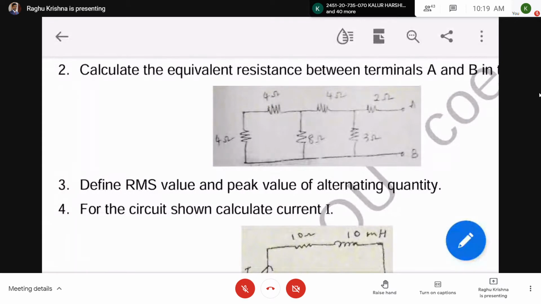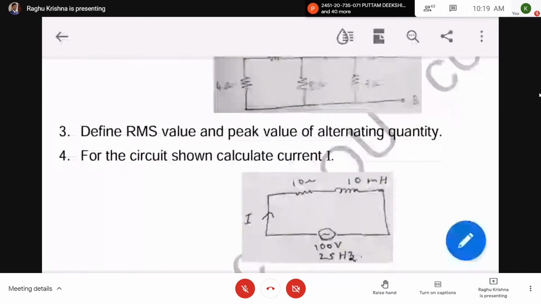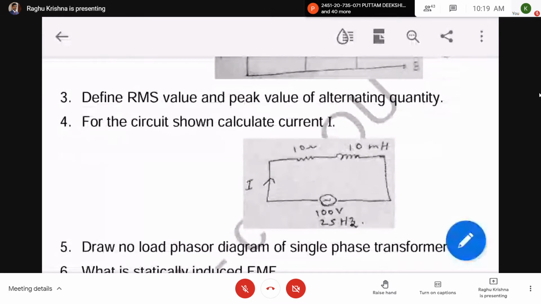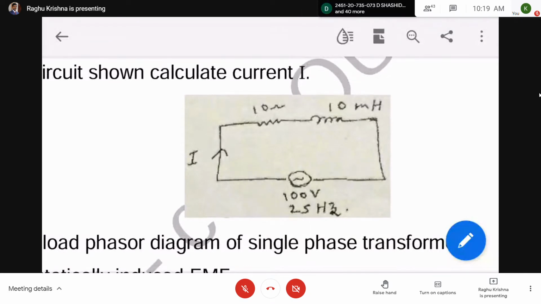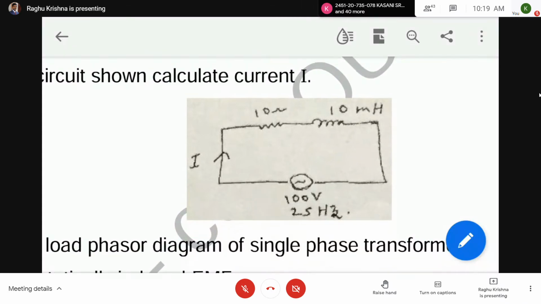Next, the peak value of an alternating quantity. Next, see the fourth question. For the circuit shown, calculate the current I. How to do this one? I is equal to V by Z. First you have to calculate XL. Next, calculate Z. Afterwards, calculate the magnitude of Z. V divided by the magnitude of Z gives the current. Is it clear for this RL circuit?